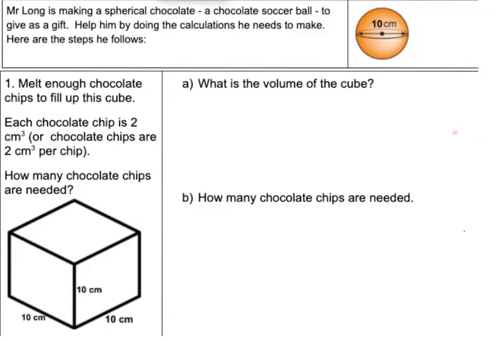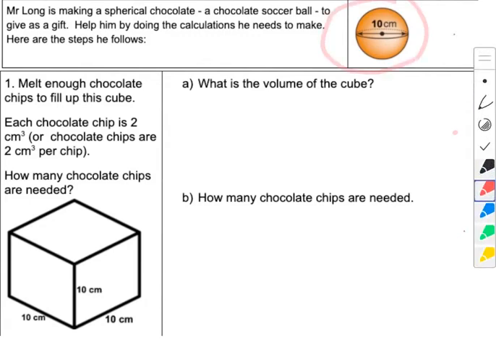So here's our problem. I'm planning on making a spherical chocolate, a huge one, a chocolate soccer ball. Well, it's still pretty big. It's going to be 10 centimeters in diameter. So you can see that big 10 centimeter chocolate soccer ball there.